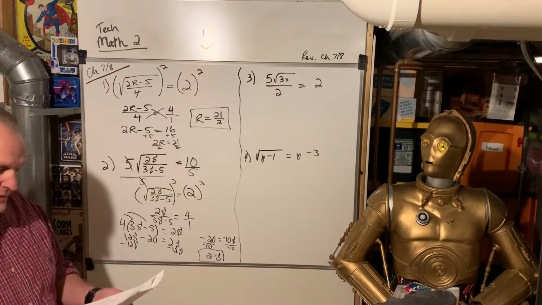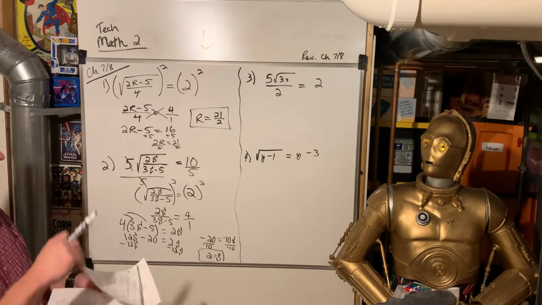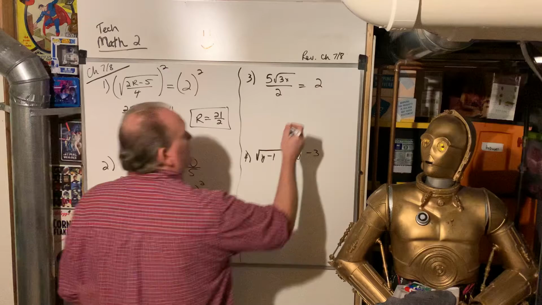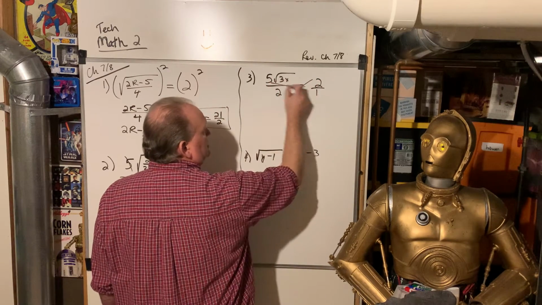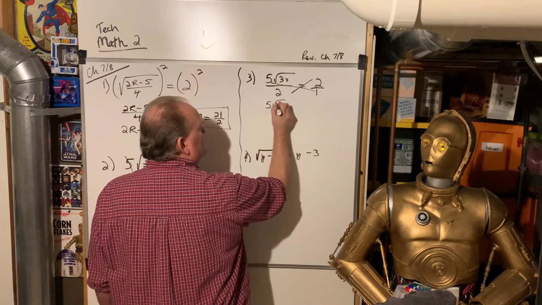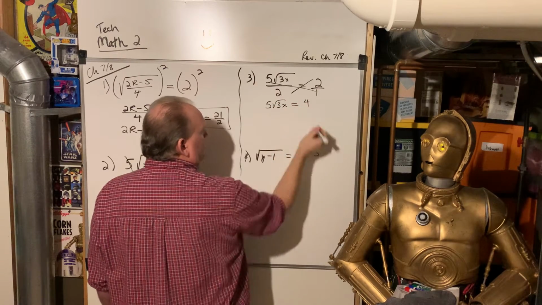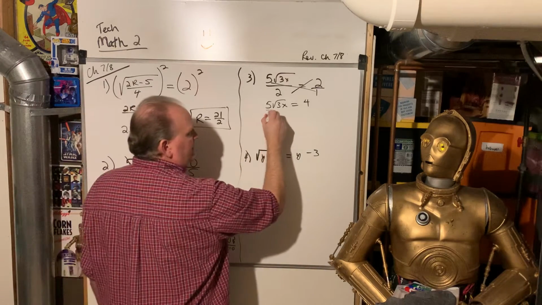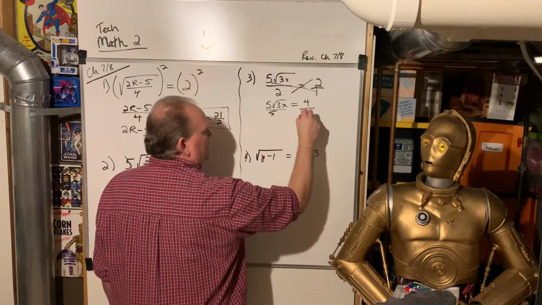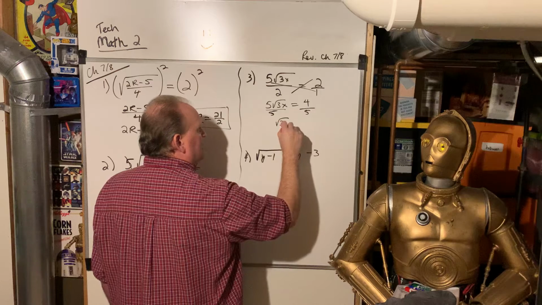All right. Next one, we have to cross multiply to start. So we have 5 square roots of 3x equals 4. Then you want to isolate the square root, so you divide both sides by 5. And now the square root is all by itself.